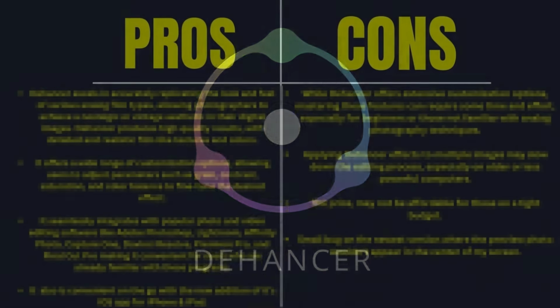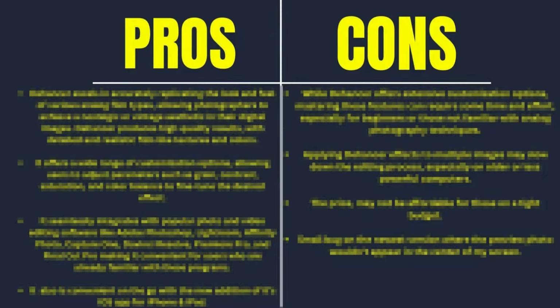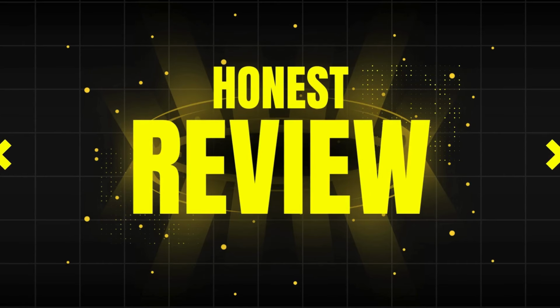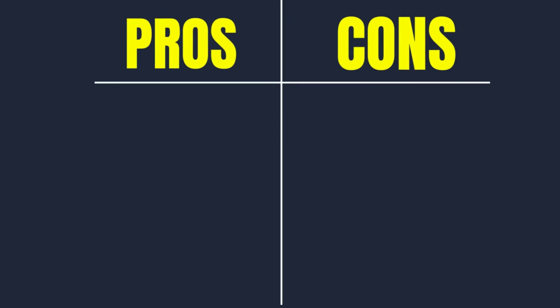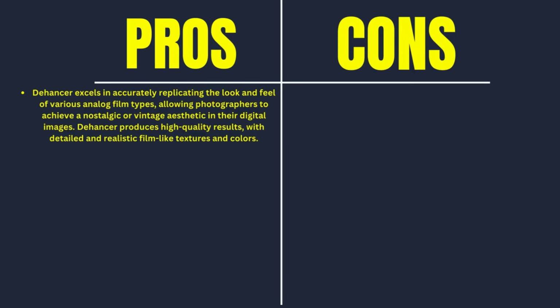All right, so let's talk about some of the pros and cons of Dehancer. I'm giving a very honest review. One of the pros is that Dehancer excels in accurately replicating the look and feel of various analog film types. It allows photographers to achieve that nostalgic vintage aesthetic in their digital images, and Dehancer produces very high quality results with details and realistic film-like textures and colors. Like, I was literally floored when I started messing with film grain and some of the other features as well, because I felt like it looked very, very realistic, and I was very impressed by that.